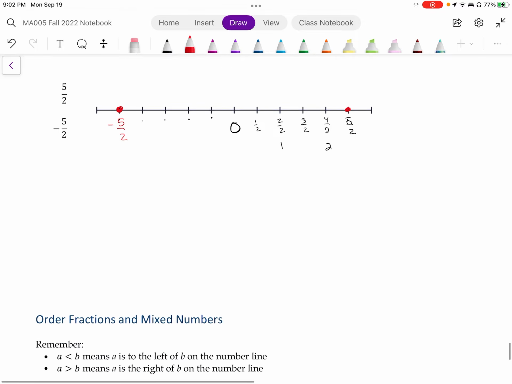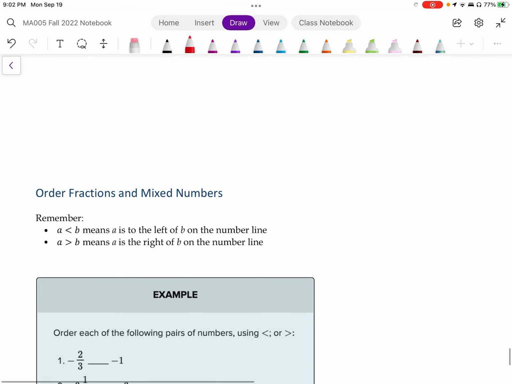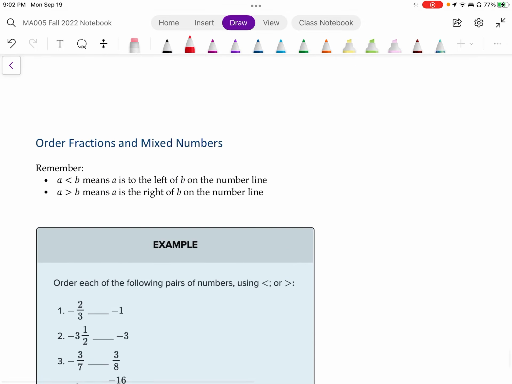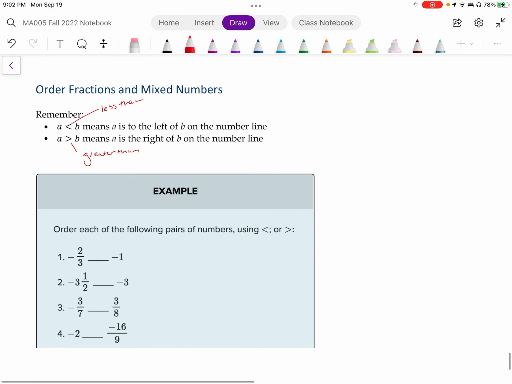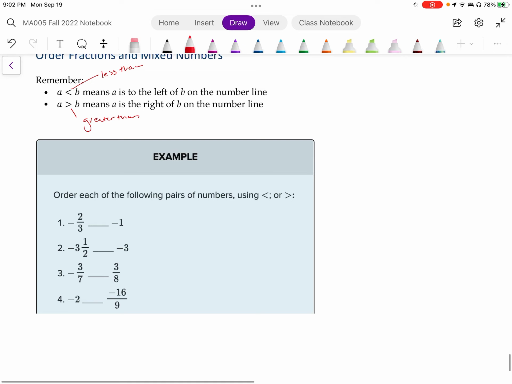All right, order fractions and mixed numbers. So remember, A is less than B. We say this less than is to the left. If it's greater than, it's to the right on the number line. So you've got to be very careful with these and think them through. So pause the video and really think these through and see if you can figure them out and get them right.